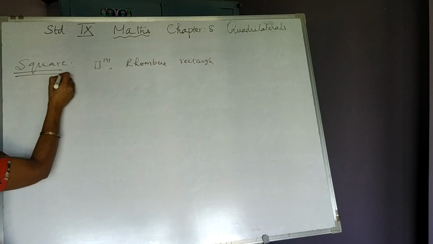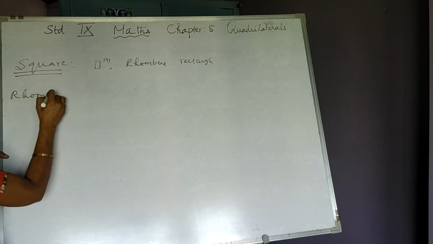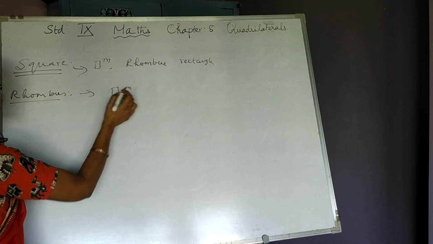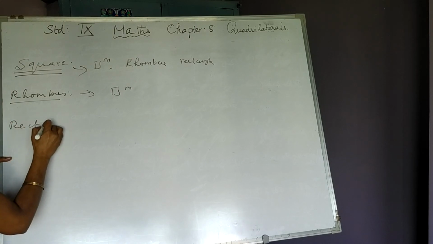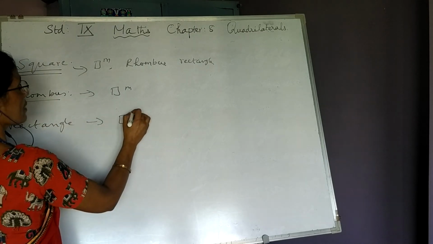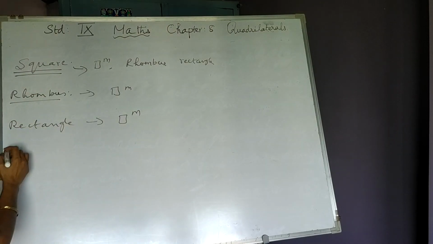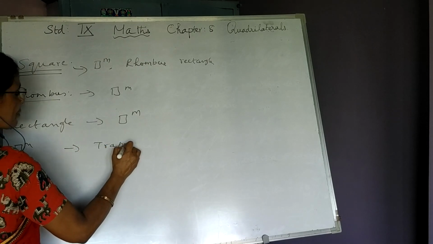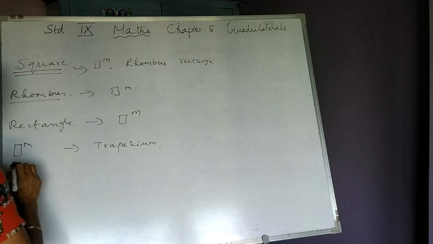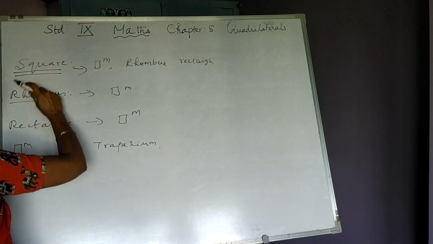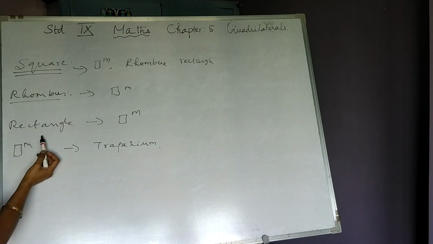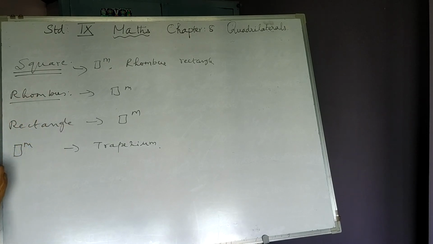Then, if you consider a rhombus, any rhombus is a parallelogram. If you take a rectangle, any rectangle is a parallelogram. And if you take a parallelogram, any parallelogram is a trapezium. Remember. But a rhombus is not a square. A rectangle is not a square. A parallelogram is not a rectangle. A parallelogram is not a rhombus. So all these points we should remember.